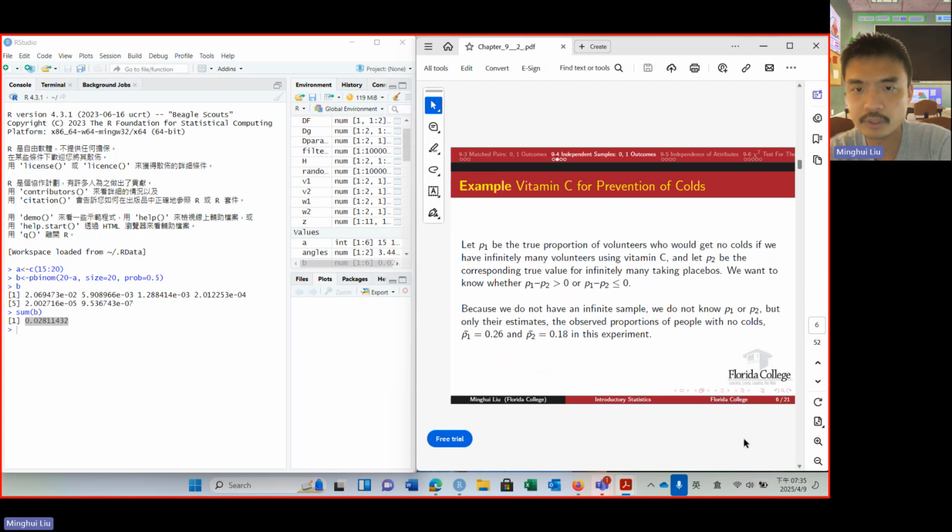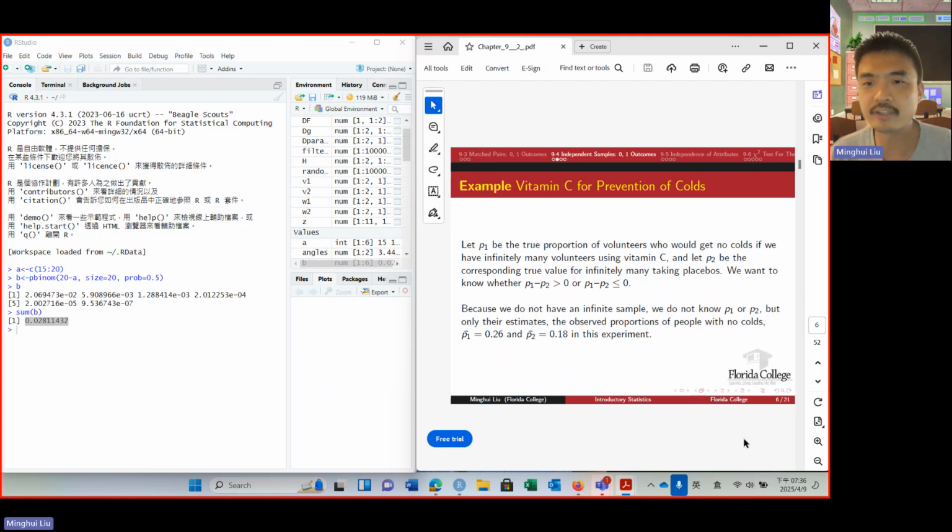And so here, if P1 is the true proportion of volunteers with no colds, suppose we have infinitely many volunteers, and P2 be the corresponding true value for taking the placebo, and we want to know whether P1 minus P2 is greater than 0, which means vitamin C is indeed useful, or P1 minus P2 is less than or equal to 0. This would mean that vitamin C either has no use, or maybe it is actually even worse.